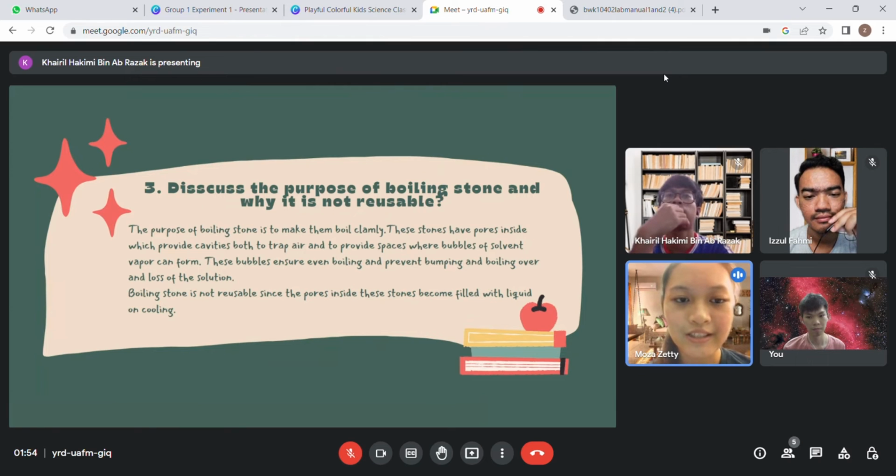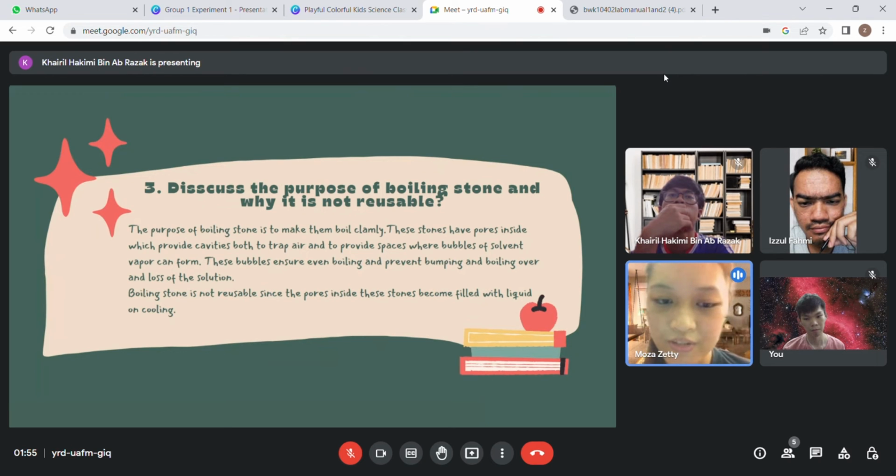The third question is: discuss the purpose of boiling stone and why it is not reusable. The purpose of boiling stone is to make the liquid boil calmly. These stones have pores inside which provide cavities both to trap air and to provide spaces where bubbles of solvent vapor can form. These bubbles ensure even boiling and prevent bumping and boiling over and losing all the solution. Boiling stone is not reusable since the pores inside the stone become filled with liquid on cooling.